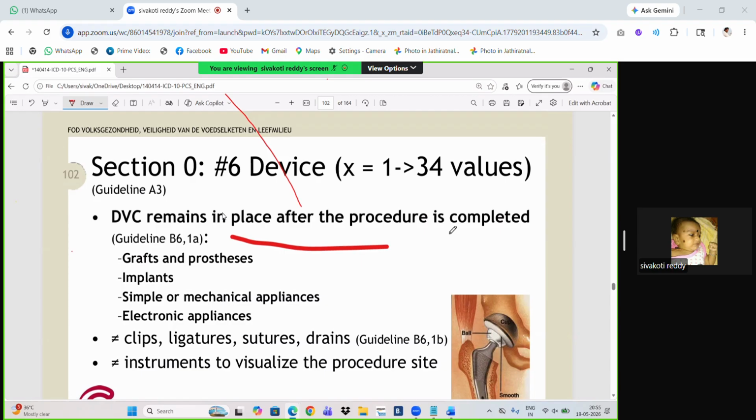If they done any procedure and after the procedure external appliances remain in our body, it should be considered as a device. So what are the things we need to consider as devices? They given here, check. Grafts, prosthetic joints, surgical implants, simple or mechanical appliances, electronic appliances. These should be considered as devices. What we should not consider as devices? Clips, ligatures, sutures, surgical drains, instruments to visualize the procedure site like scopes. Scope we should not consider as a device. This we should not consider. This we can consider.